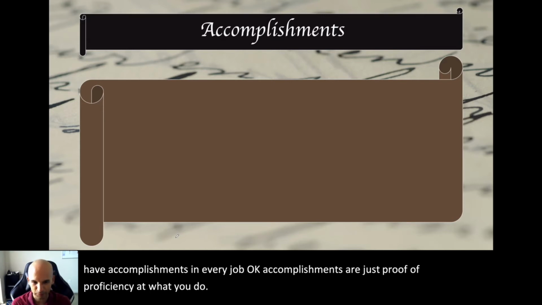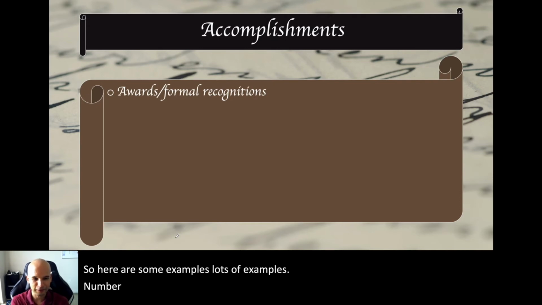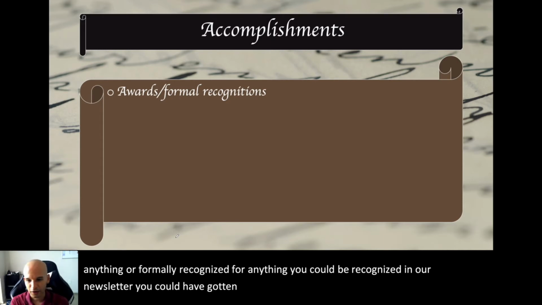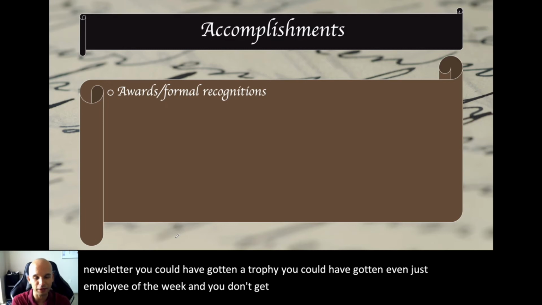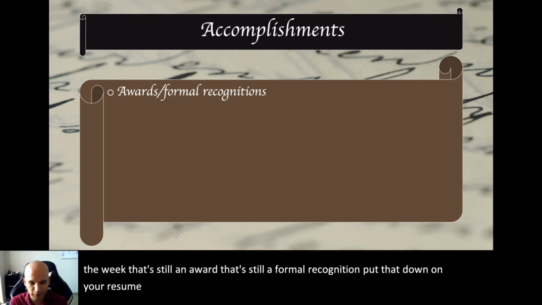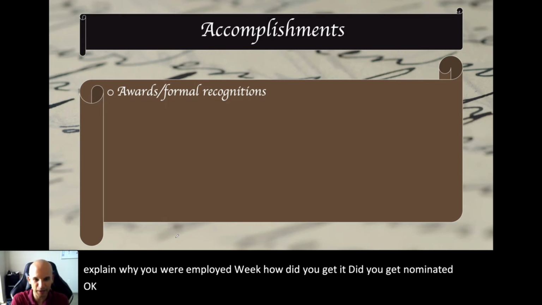So here are some examples. Lots of examples. Number 1. Awards and formal recognitions. Did you ever get an award for anything or get formally recognized for anything? You could be recognized in a newsletter. You could have gotten a trophy. You could have gotten even just employee of the week, and you don't get anything, you just get called employee of the week. That's still an award. That's still a formal recognition. Put that down on your resume. Employee of the week. And then you can put the time frame and explain why you were employee of the week. How did you get it? Did you get nominated? Okay. That's the kind of stuff you want to put on your resume.